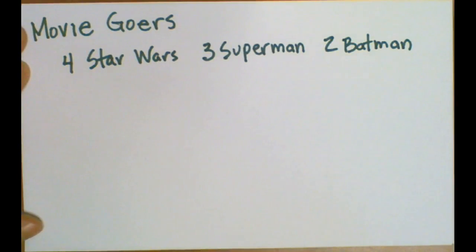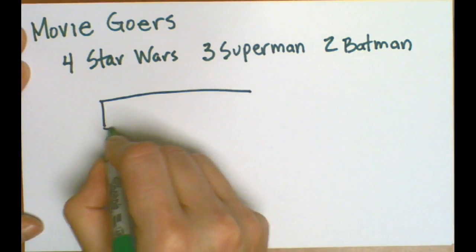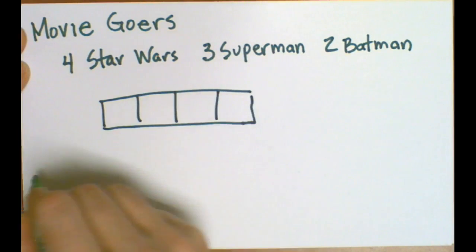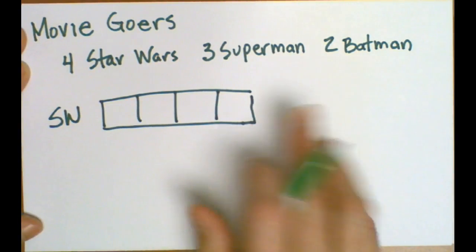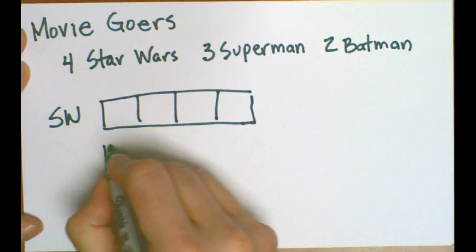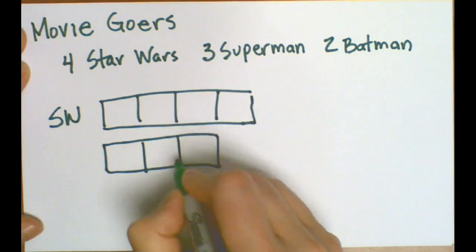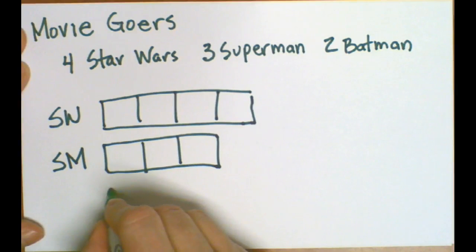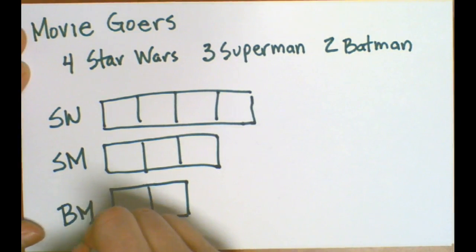So let's take an example here where we have people going to the movies, and we have 4 people going to see the movie Star Wars. So I'm going to use that first bar, and it's going to represent Star Wars, 4 groups for Star Wars. And for Superman, for every 4 that went to Star Wars, there were 3 that went to see Superman, and for every 4 that went to see Star Wars, there are 2 who went to see Batman.